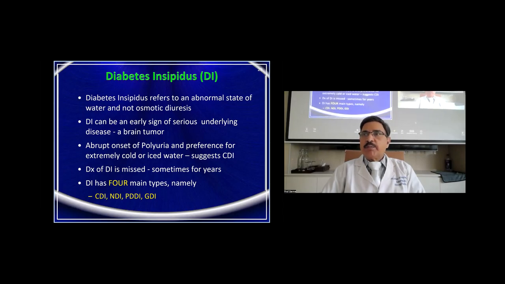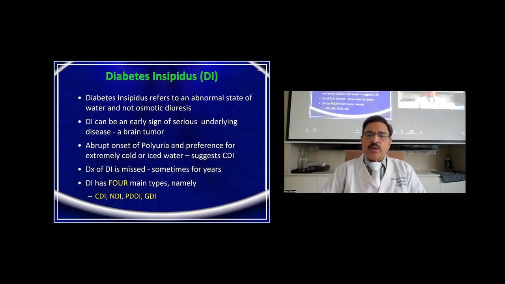Diabetes insipidus can be a very serious condition, particularly brain tumors and all, in the central diabetes insipidus, which is usually secondary. The abrupt onset of polyuria in a patient who is normal otherwise and who has got extremely cold water craving, you can think of diabetes insipidus. Sometimes it is missed for many years, and we have 4 types now.